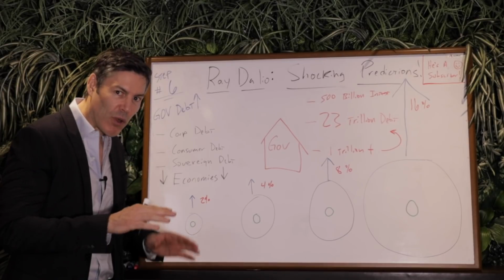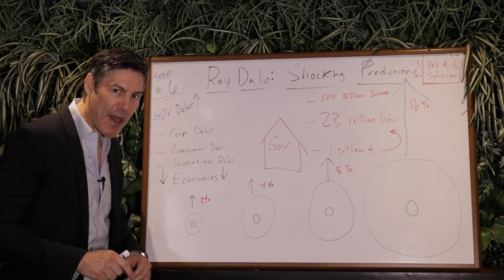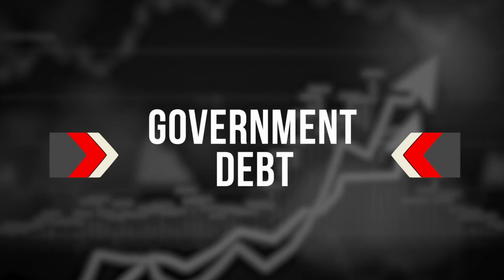Step number 6, while all this other stuff is going on in the background, government debt is getting out of control.